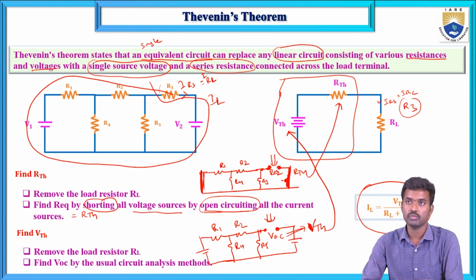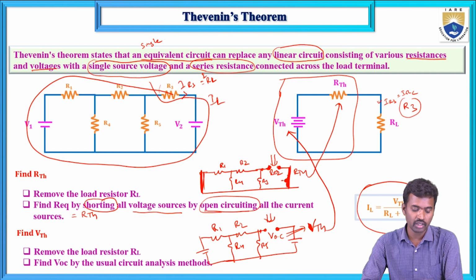Load resistance means the resistance in which current is to be calculated, and first that circuit is converted into the Thevenin's equivalent circuit. That circuit consists of a voltage source in series with a resistance connected across the load terminals. That single resistance is known as RTH, the Thevenin's resistance, and that single voltage source is known as VTH, the Thevenin's voltage.